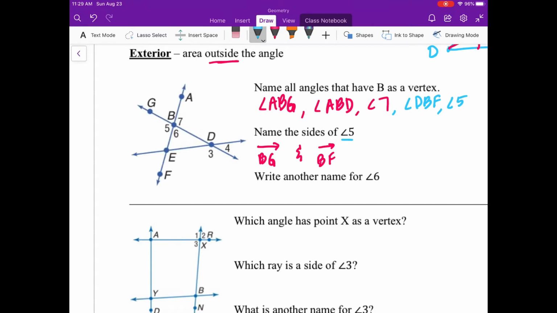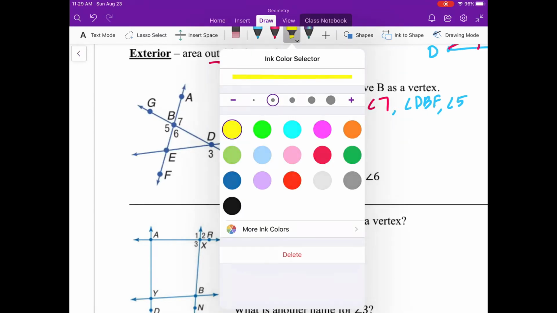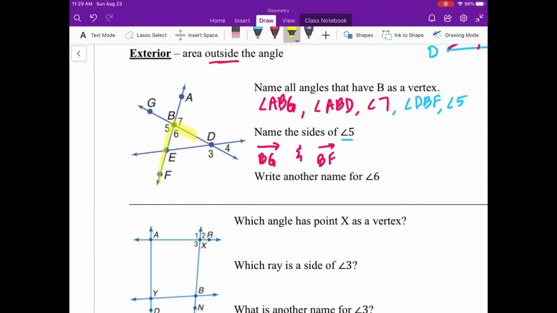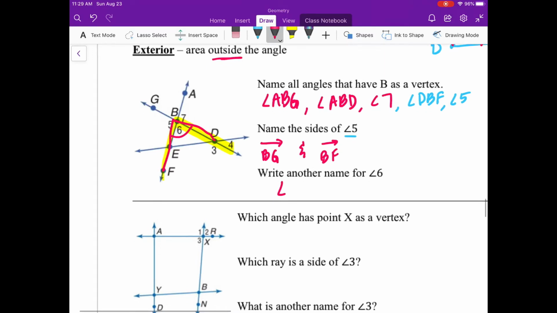Okay, last one says write another name for angle 6. So angle 6 is right here because 6 is right in the middle there. So I can name it angle DBF. I could also just say angle B.